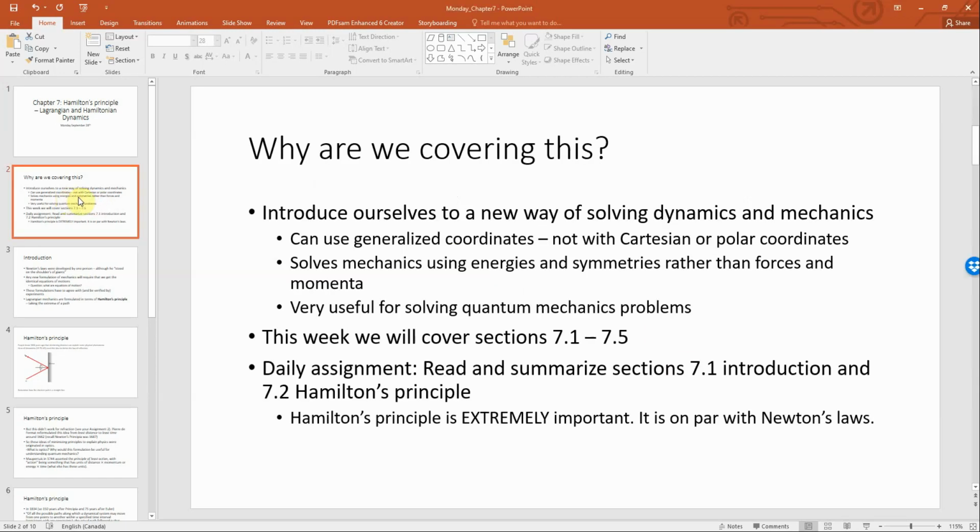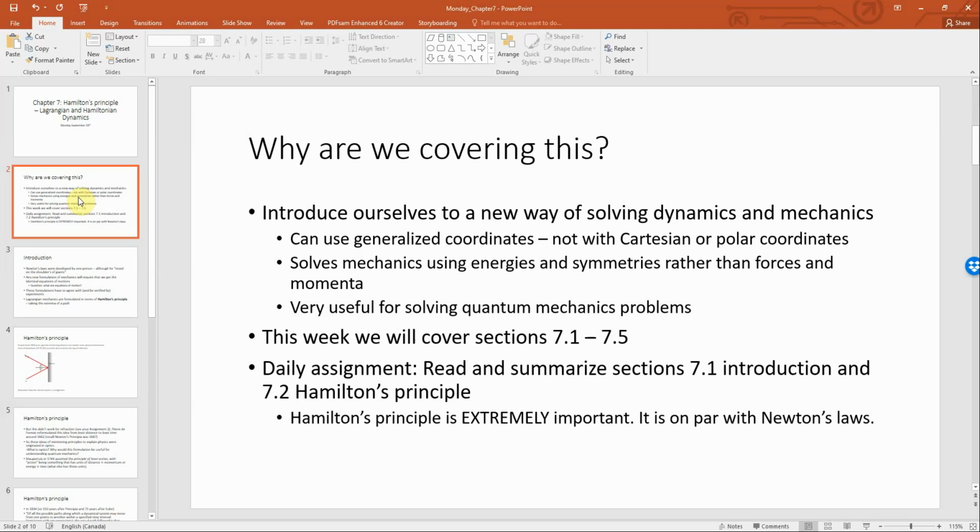Okay, so why are we covering this? We want to introduce ourselves to a new way of solving dynamics mechanics. The nice thing with Lagrangian Hamiltonian mechanics is we can use generalized coordinates. Although a lot of our problems, especially at the beginning, will still be using Cartesian and polar coordinates, so you won't quite see this benefit at the beginning, it's true that you can actually set up these problems with very general coordinates. That means we're not restricted to polar coordinates or Cartesian coordinates like we were with Newtonian mechanics, which allows us some extra flexibility.